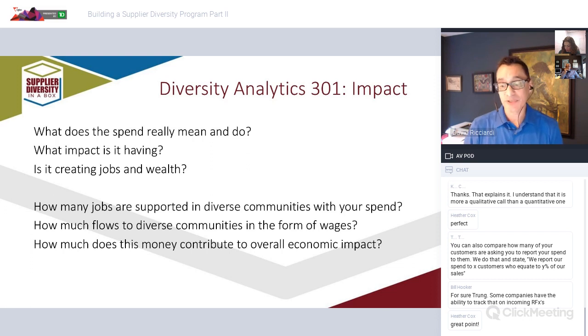Is it creating jobs? Because jobs, wages and wealth follow jobs. So being able to say, we have 5 million in diverse spend, or 5 million, 50 million, $500 million, whatever it is, how many jobs are being supported in diverse communities? That's one way to take a look at it. You may have different suppliers with different profiles of employees, and you might have a diverse-owned business that maybe doesn't have a lot of diverse employees. So how many jobs are you actually creating in those diverse communities?